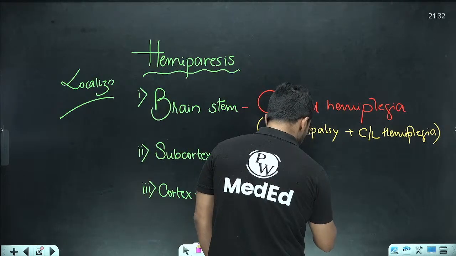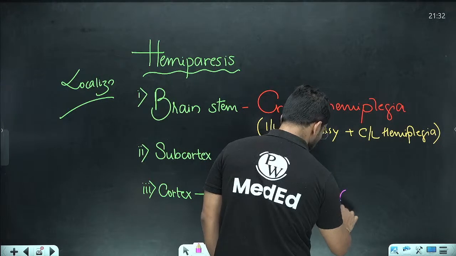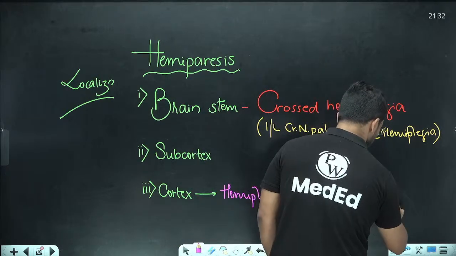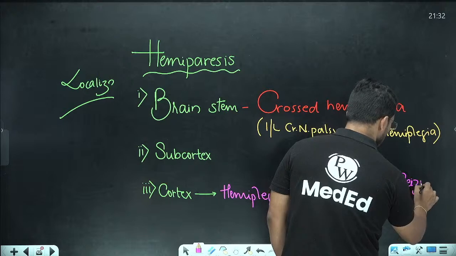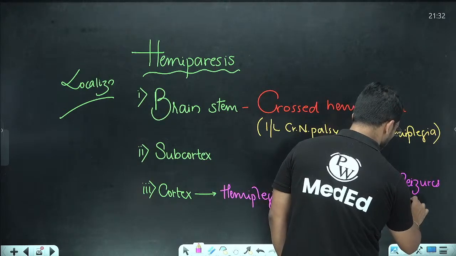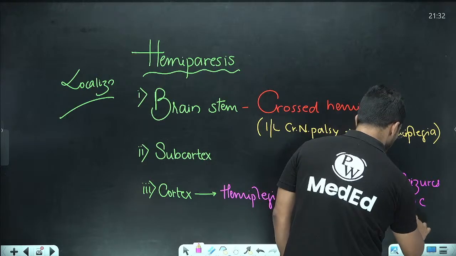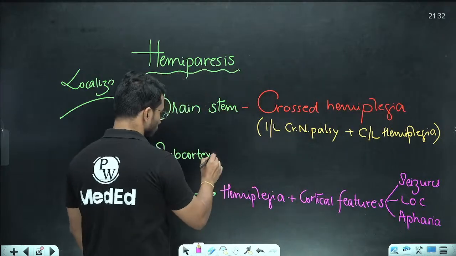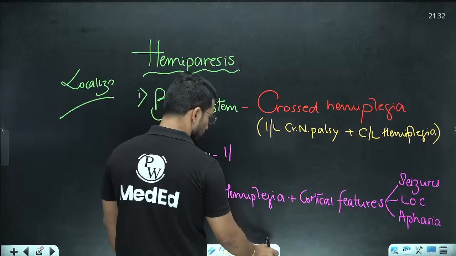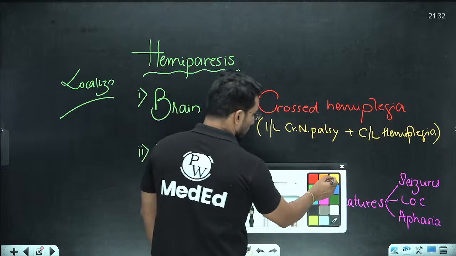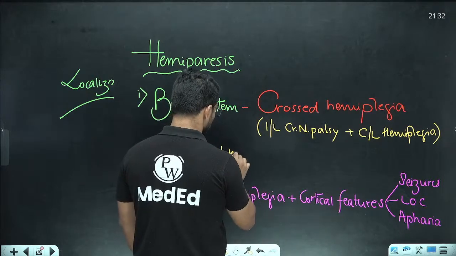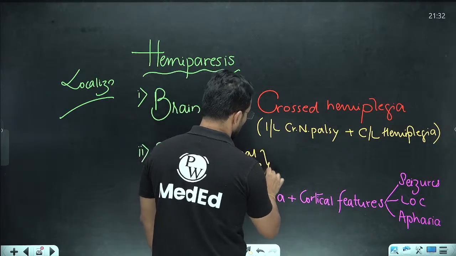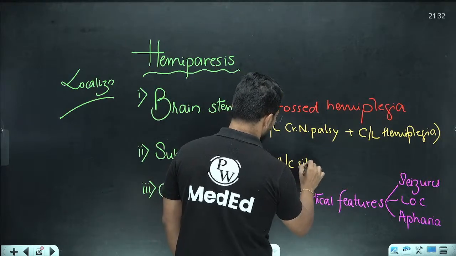Cortical features include seizures, altered mentation or loss of consciousness, and aphasia. So if these are present, strongly think of cortex as a site of lesion. Now, in subcortex, though stroke can happen at multiple levels, internal capsule is the most common site of subcortical stroke.